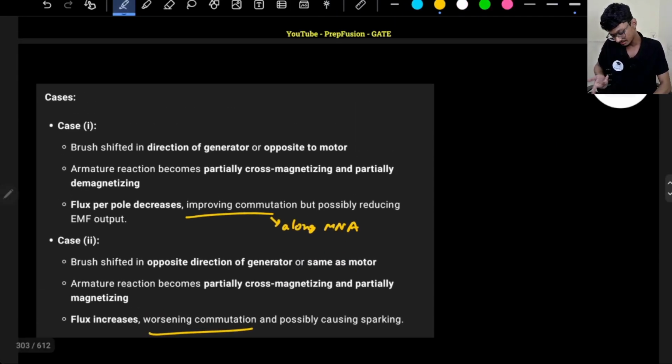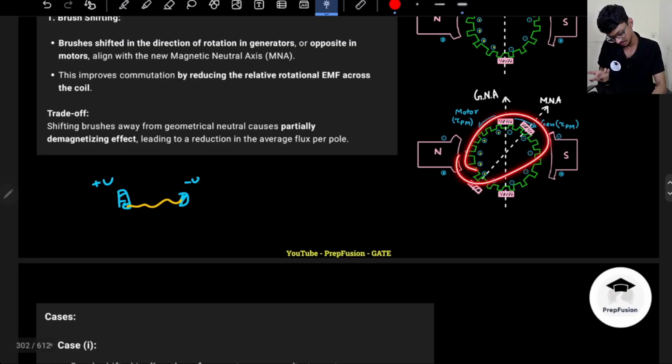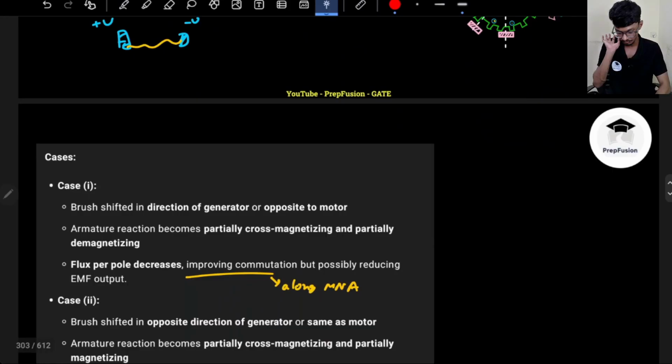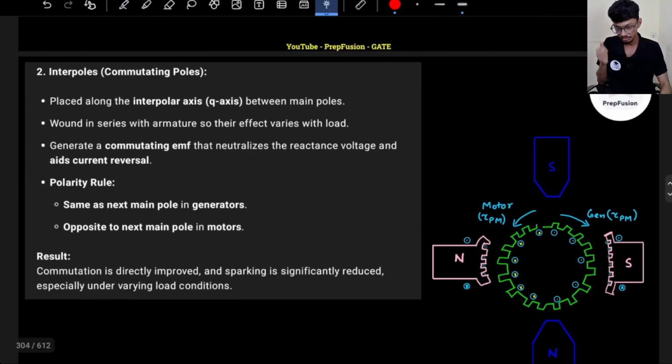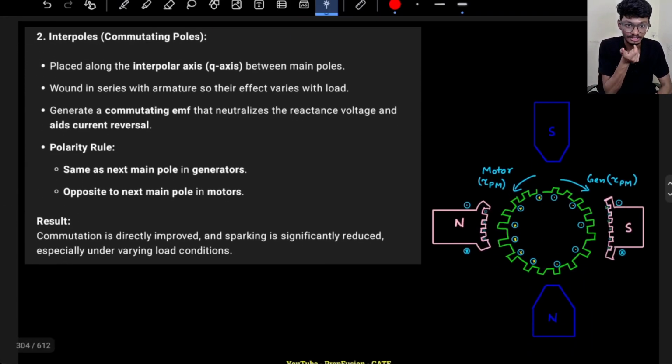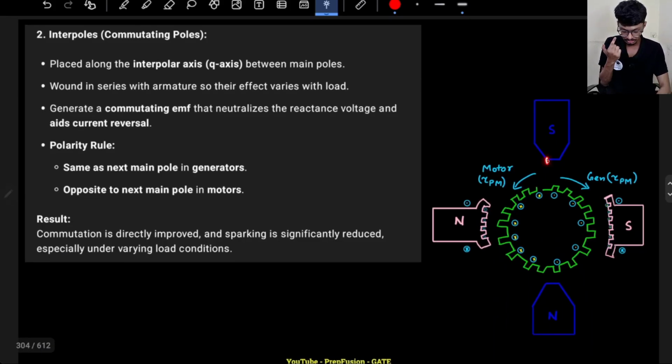Okay, so that is what they're telling me, that it will worsen the commutation. Roughly you can see, if armature reaction is there, it will have some cross magnetizing and demagnetizing effect of the armature reaction, right? That is what we are not discussing here. We had already discussed that previously. Okay, so now let's discuss how interpoles can help. Interpoles are placed along this GNA, right?